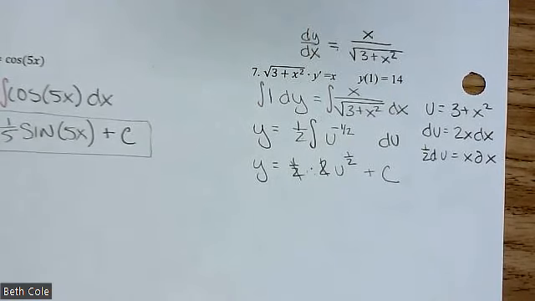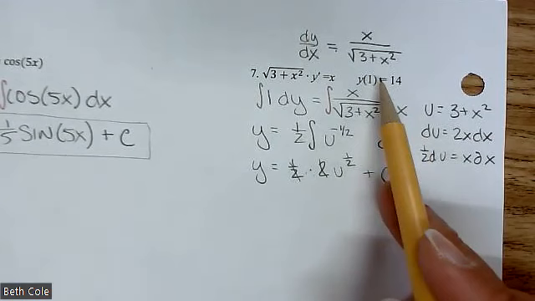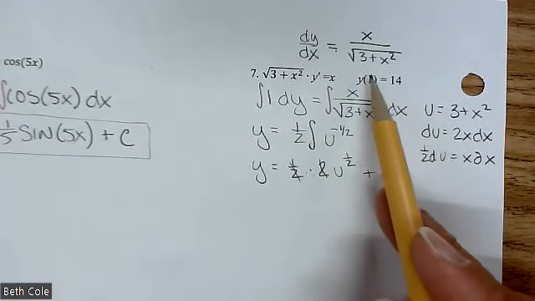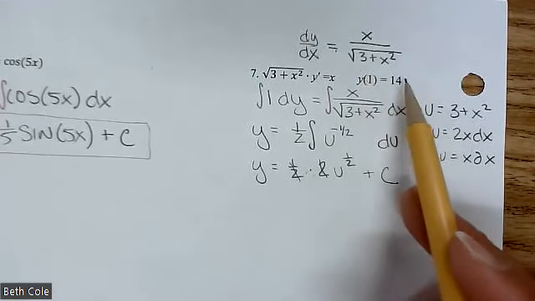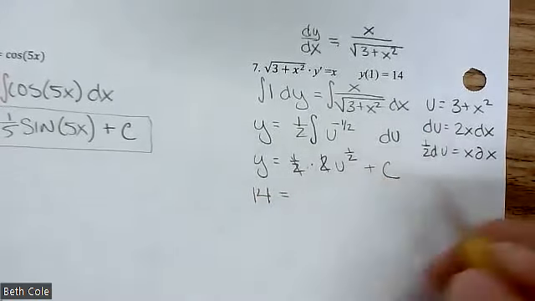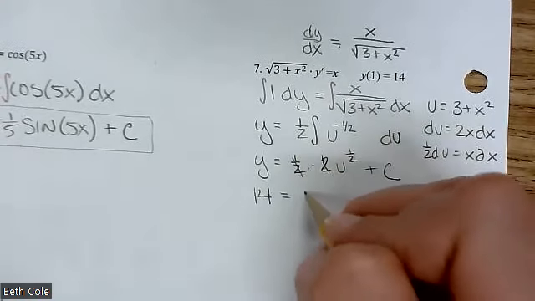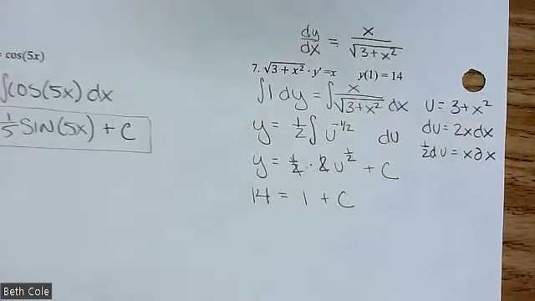Now this one had an initial condition. Do you see that there? I kind of wrote all around it. Do you notice how it's not 0? Sometimes it's not 0. You have to be careful. We're going to plug in 1 for x and 14 for y and see what we get. All right, so 14 for y, 1 for x. 1 to any power is just 1. And so then what would we get for c?